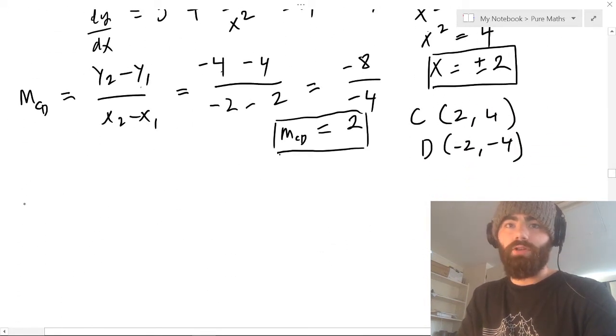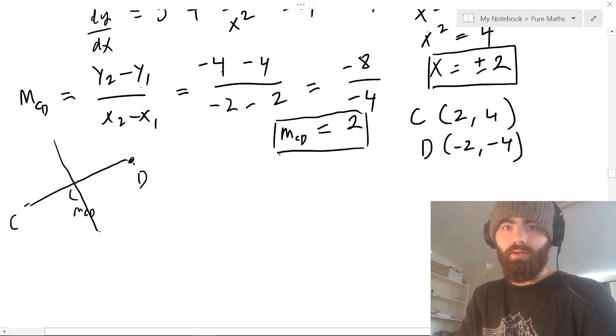And now we have our 2 points. So we found our C and we found our D, and we have a gradient, the gradient of this, which is m of CD. So then that means that the gradient of our perpendicular bisector, so let's just call it m of our perpendicular bisector, is going to equal minus 1/2, right?